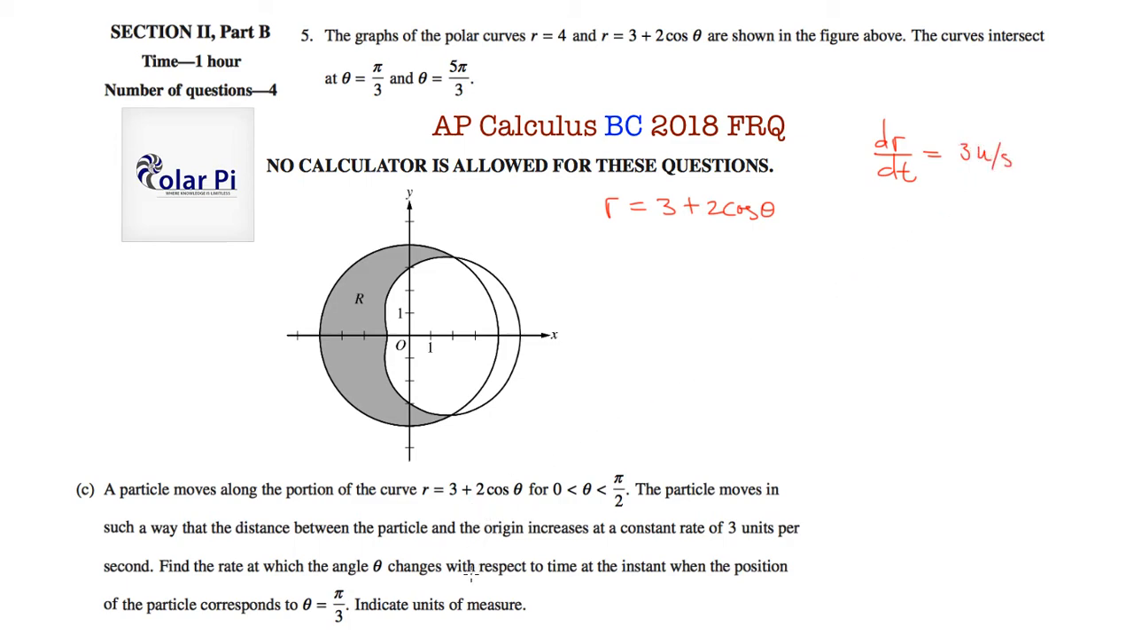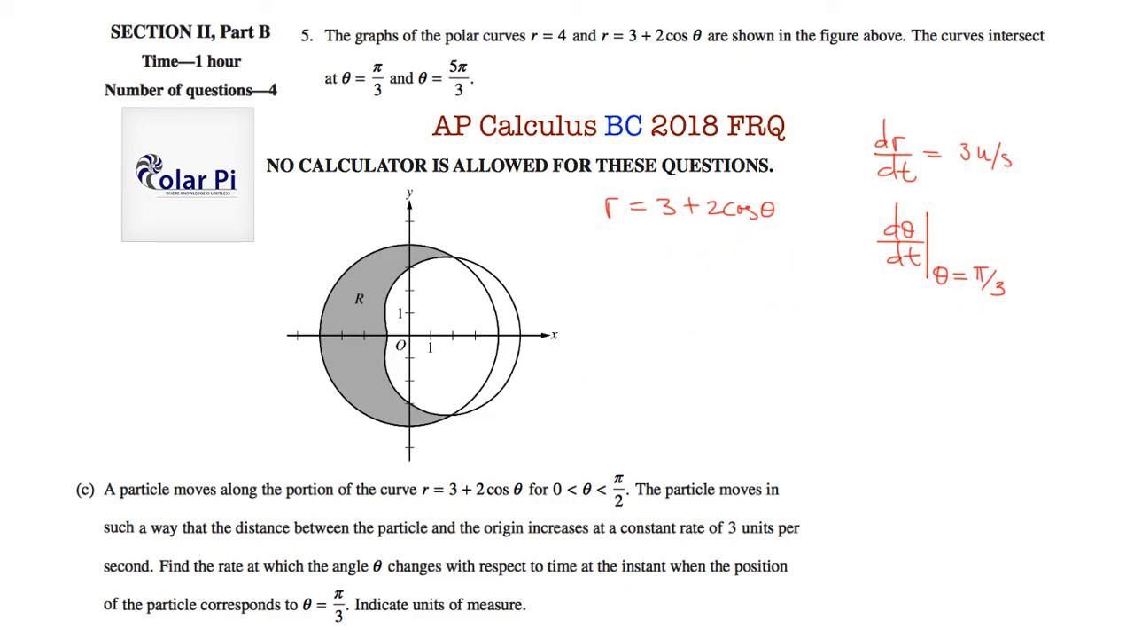Got it. Okay, cool. And what it's asking us for is d theta dt when theta is equal to pi over 3. So when theta is equal to pi over 3. Okay, theta equals pi over 3. So this is a related rates question. And what relates theta and r?